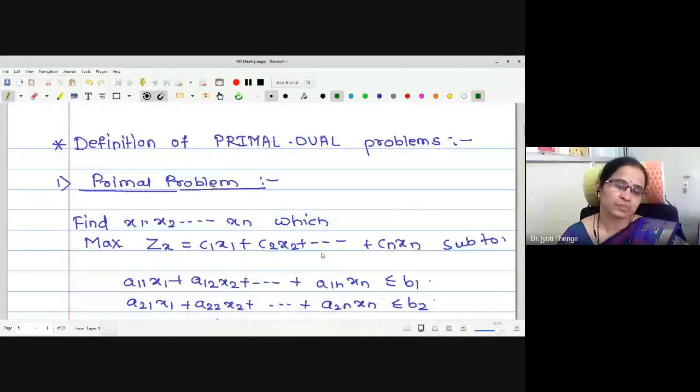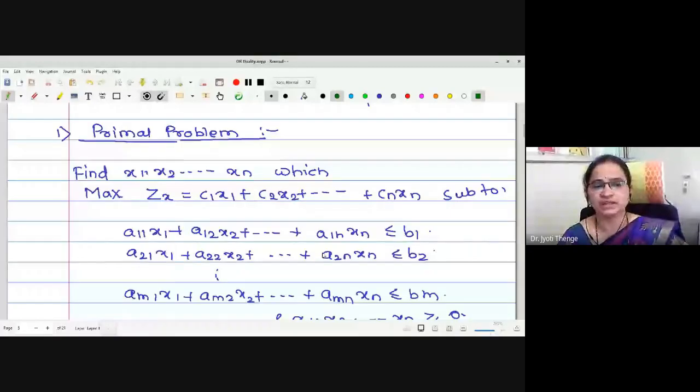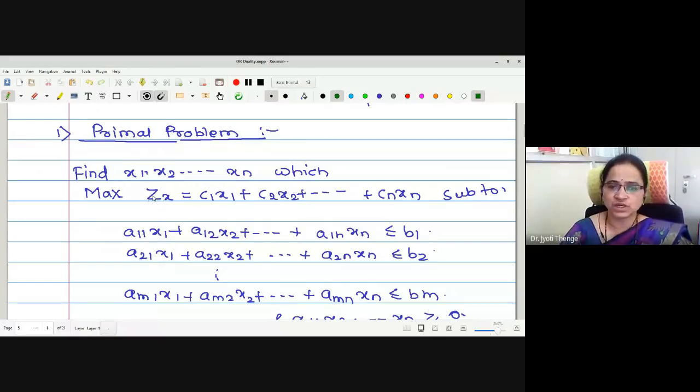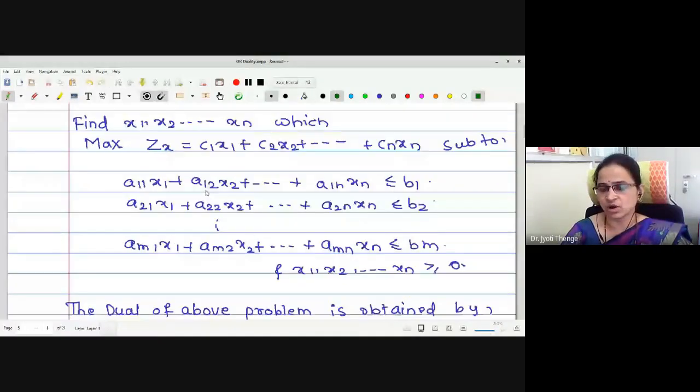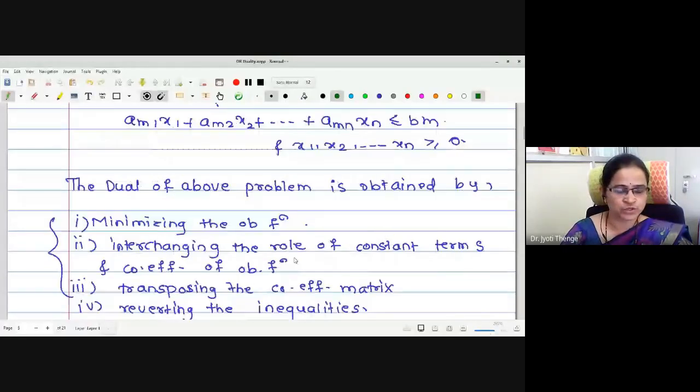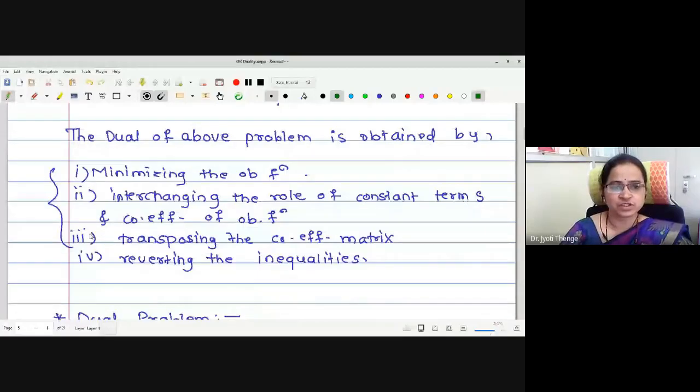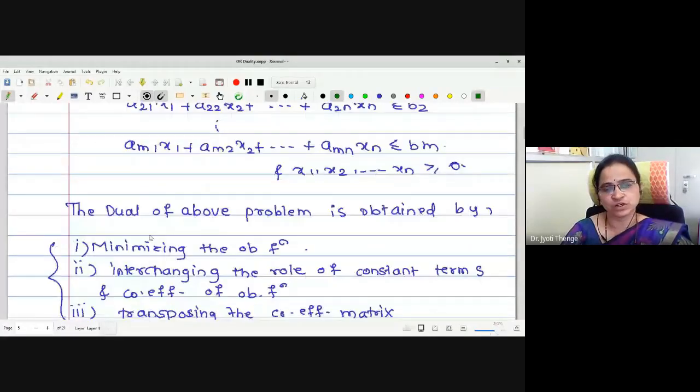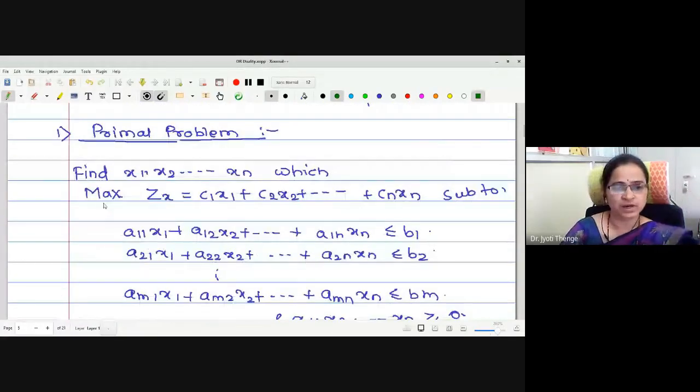as the primal dual problem. The primal problem we have defined to be finding the variables x1 to xn, which maximizes Zx. The suffix x we have used just to ensure that we are dealing with x variables, right? And which is subject to these constraints. All the constraints are of less equal form. Then the dual is obtained by four key points to remember. As the objective function we have stated here is maxima type, therefore we have to minimize the objective function.